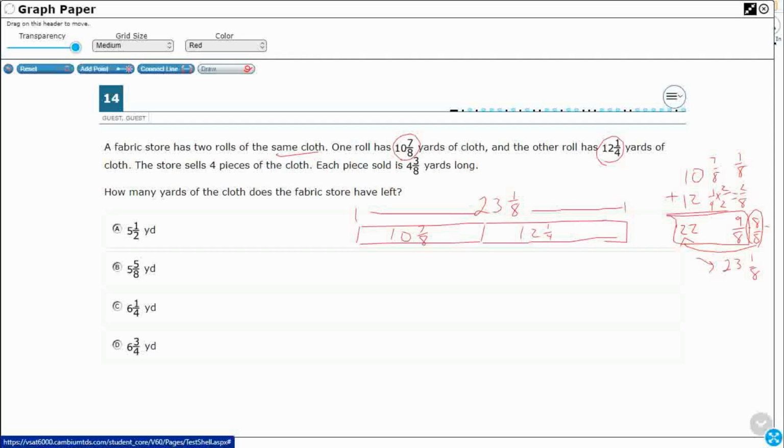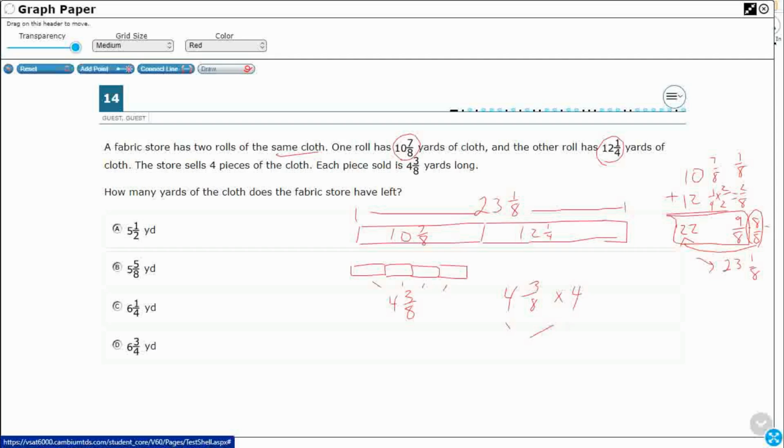Now the store sells 4 pieces of cloth. Each piece of cloth, 4 equal groups of, I'm going to say 4 and 3/8. So now I need to multiply 4 and 3/8 times 4. I can just do that in chunks. I can break it apart.